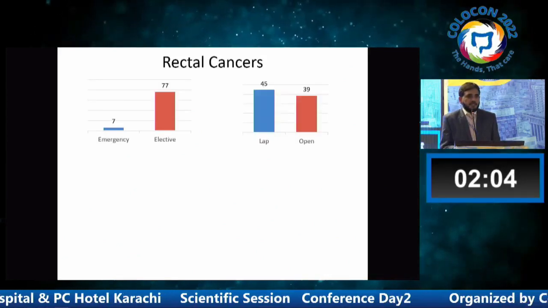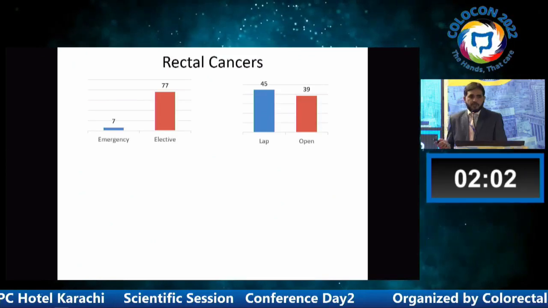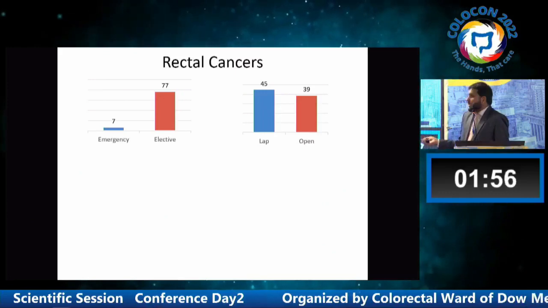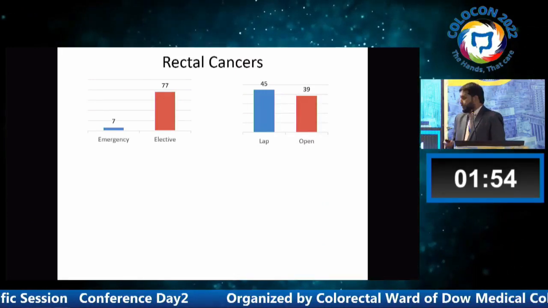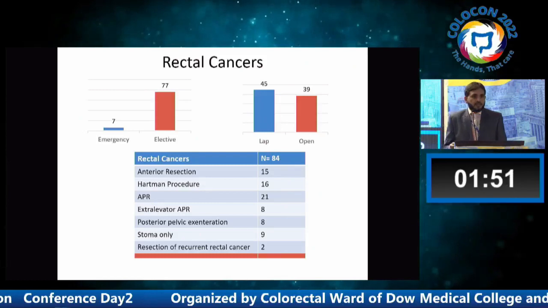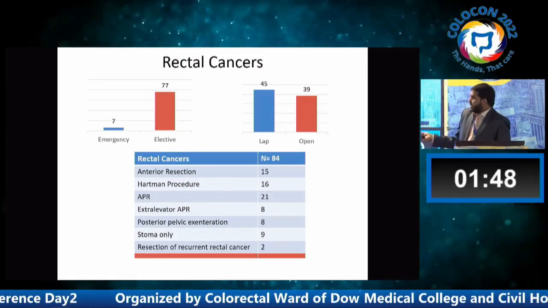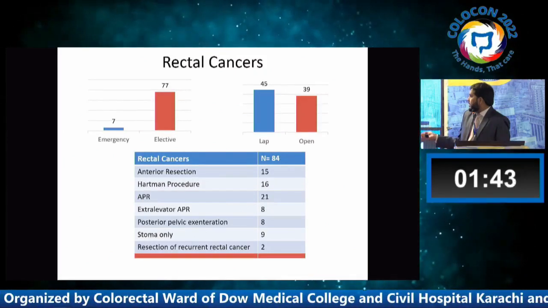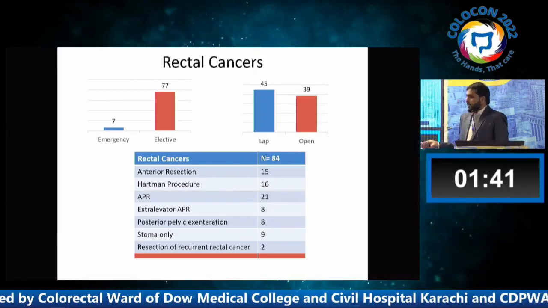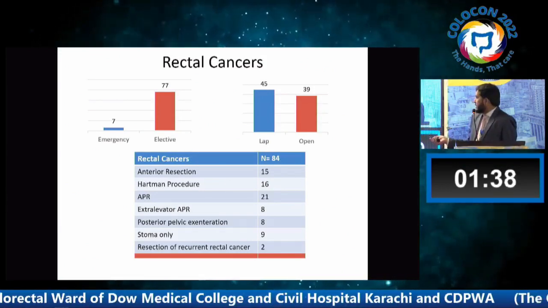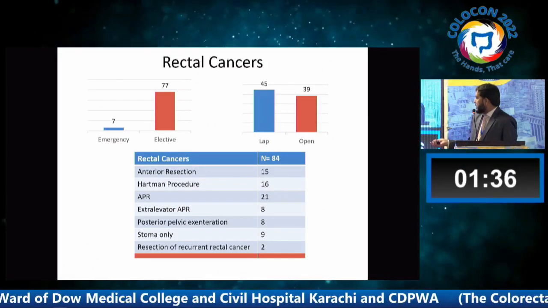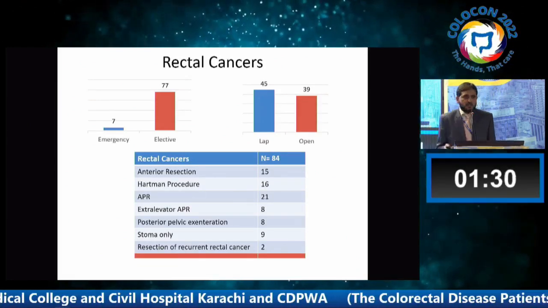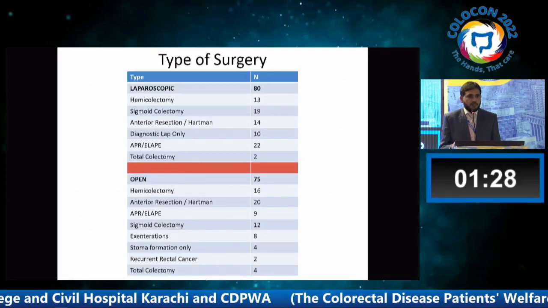These are rectal cancers. This is the breakup: laparoscopic we have done 45 and open we have done 39 cases. One thing more: emergency cases, there are 7 emergency cases of rectal cancer, and elective there were 77 cases. The breakup is anterior resection 15, Hartmann procedure 16, APR 21, and extralevator APR 8. These are the various breakups of our cases of rectal cancers.